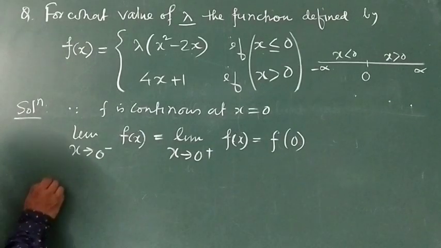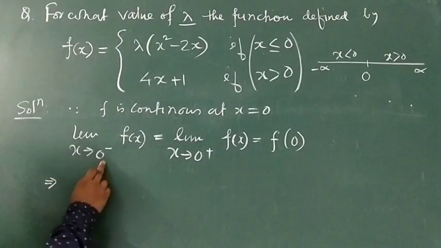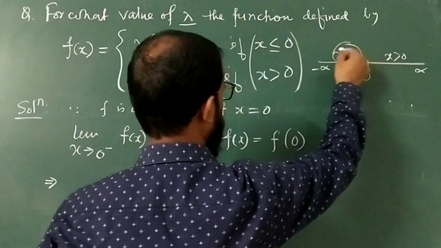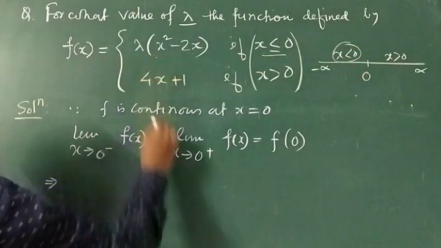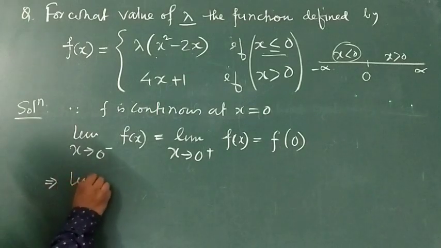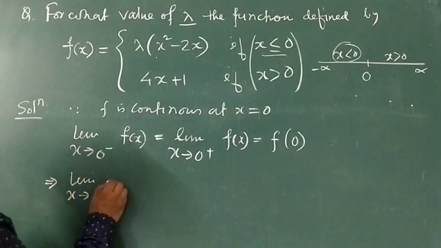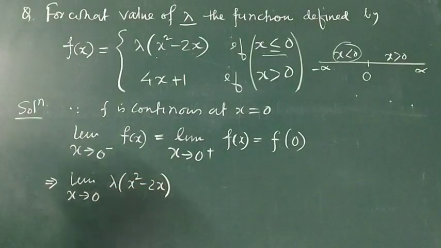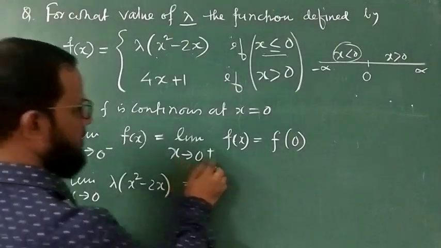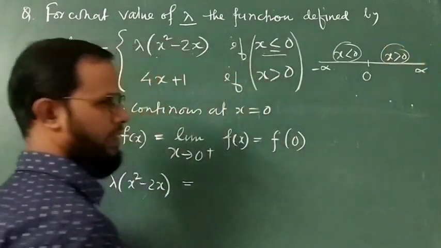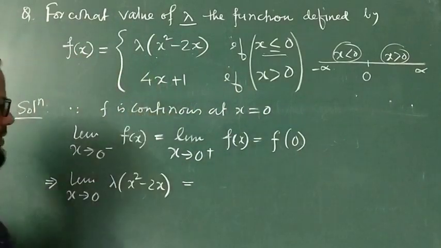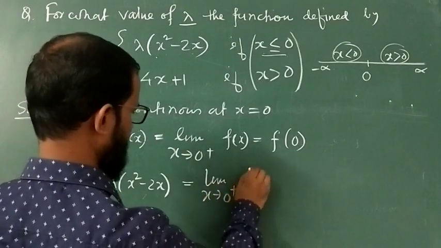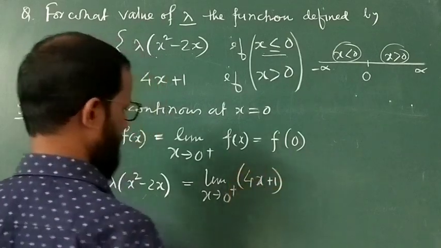Now when x tends to 0 minus, it means x is less than 0, and for x less than 0, f(x) equals lambda x squared minus 2x. So here you can write limit x tends to 0 of lambda x squared minus 2x. Similarly, x tends to 0 plus means x is greater than 0, and for x greater than 0 the function is 4x plus 1. So you replace f(x) by 4x plus 1 as x tends to 0 plus, and what is f(0)?